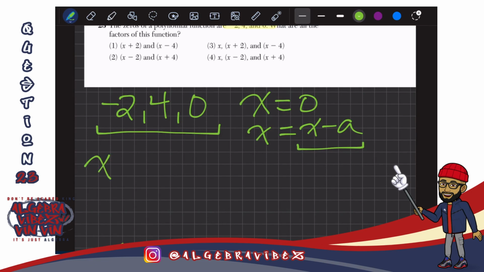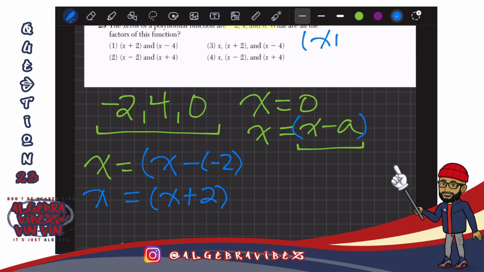So x is equal to, forgot the parentheses, x minus a, -2, which we know is equal to x plus 2. So that's one of our factors. X plus 2 is one of our factors. I'm just going to plug that up right here. We just found that factor.